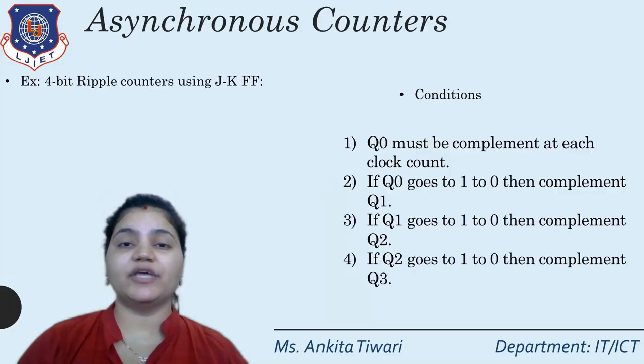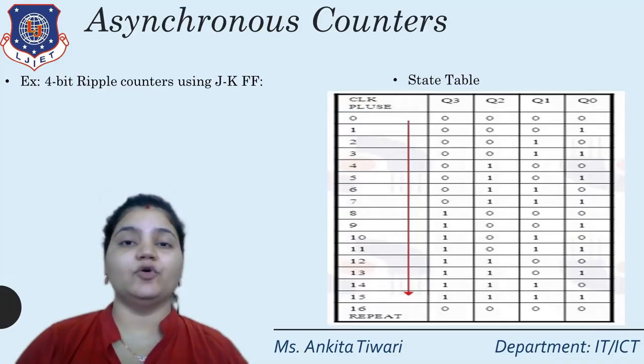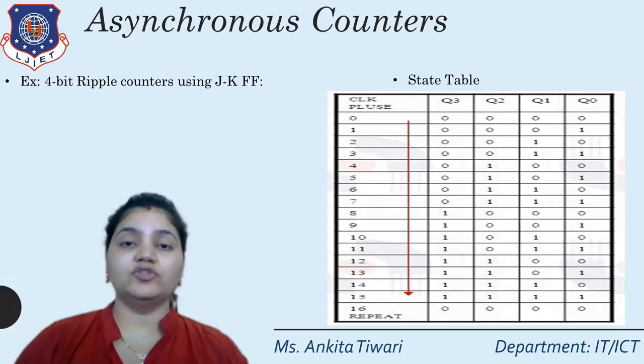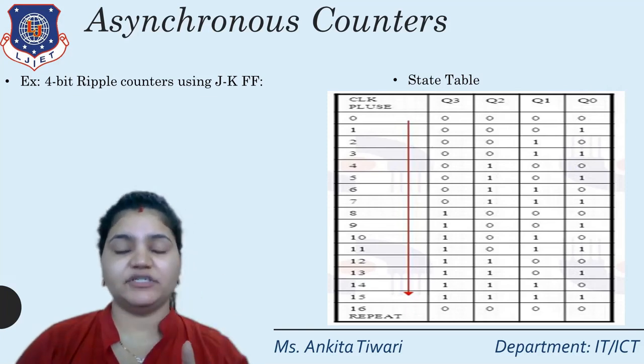So in the table, as you can see here, see the last column, that is Q0. Just see the Q0 part. If it is 0 at first, the next state is 1. Now if it is 1, next state is 0. Now if it is 0, next state is 1. If you see the whole column, at each and every value in increasing order, the Q0 value is complemented. That means 0 will become 1, and the 1 at the present state, the next state will become 0. So that means Q0 is complemented at each and every clock pulse. That's what we got as the first condition.